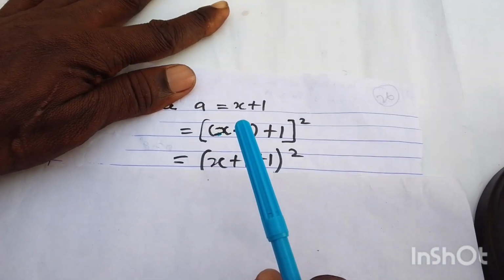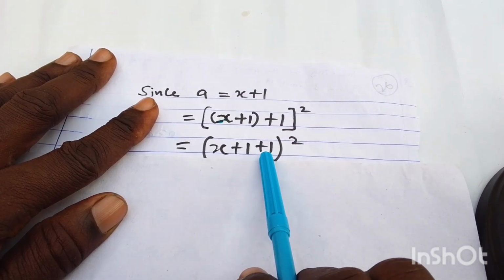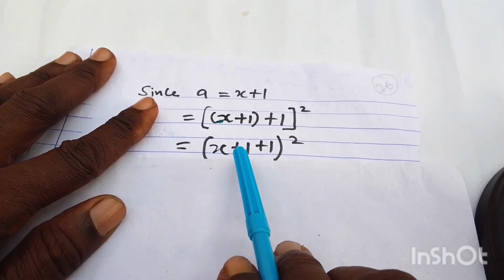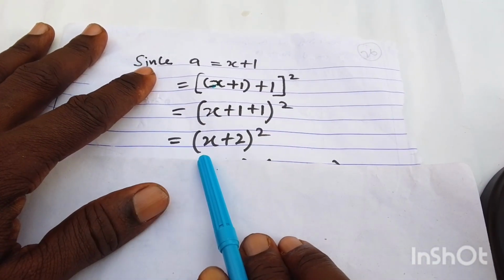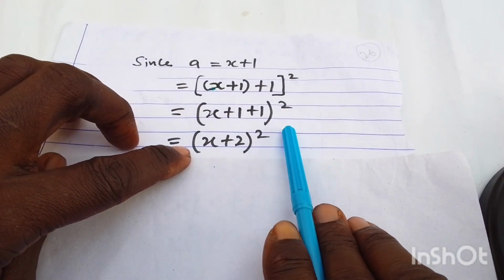So open the bracket first. I'm having x plus 1 plus this one. So you now have x plus 1 plus 1. 1 plus 1 will give us what? Plus 2. (x plus 2) squared. So from here, I will now expand.